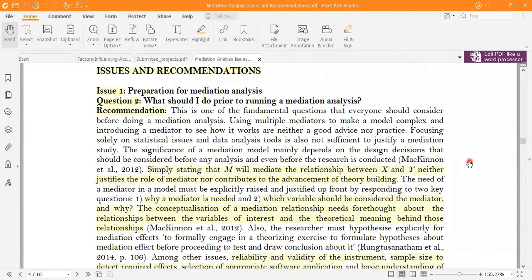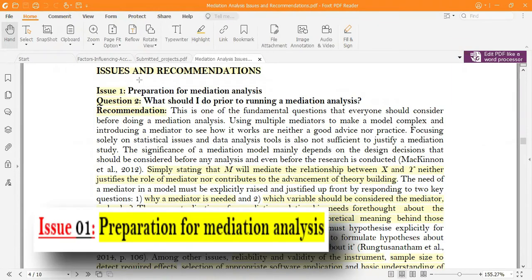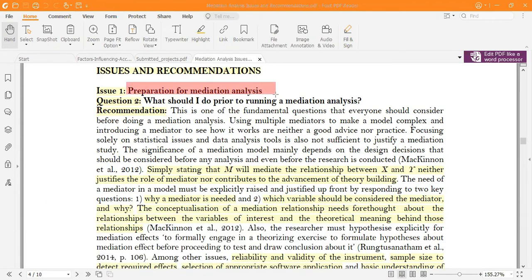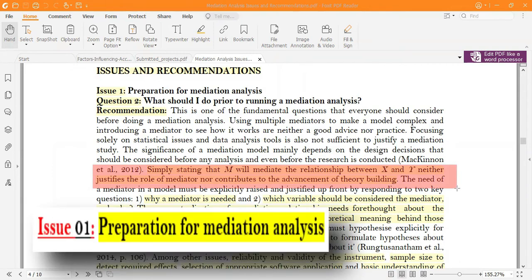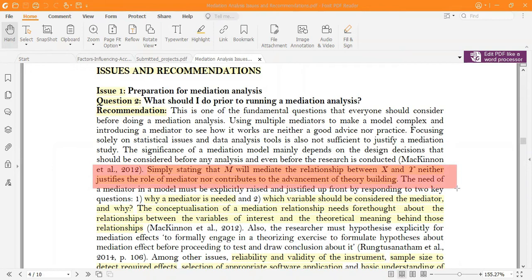Now the issues. What are the typical issues highlighted in this research paper? The first one is about the preparation for the mediation analysis. Whenever we want to apply the mediation analysis, what preparation should we complete before applying the mediation model in our research paper? The first recommendation here is that simply stating that M will mediate the relationship between X and Y neither justifies the role of the mediator nor contributes to the advancement of theory building. So just placing one mediator between the independent and dependent variable is not sufficient; you have to provide some reasons, some logic, or some citations from the previous literature, explaining why you are putting it there.